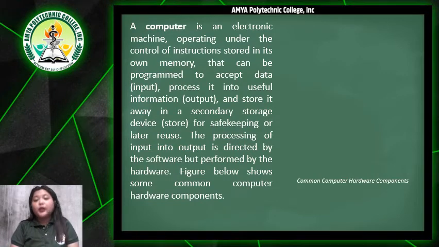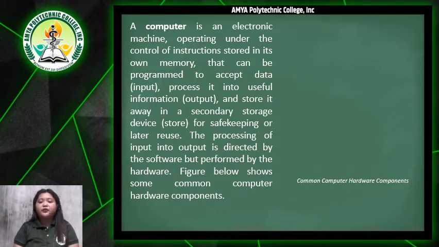So a computer is an electronic machine operating under the control of instructions stored in its own memory that can be programmed to accept data or input, process it into useful information, which is what we call the output, and store it away in a secondary storage device, which is the store, for safekeeping or later reuse. So the processing of input into output is directed by the software but performed by the hardware.